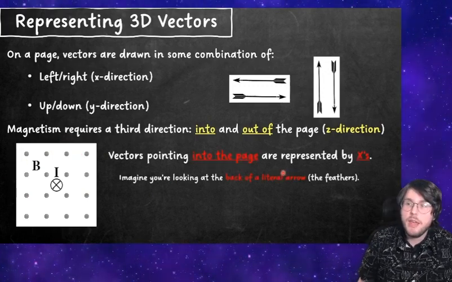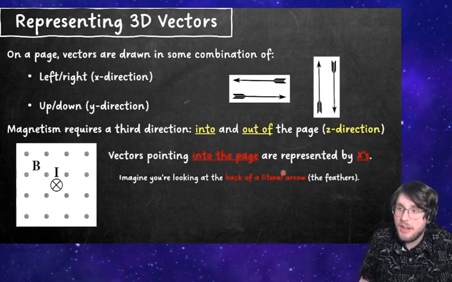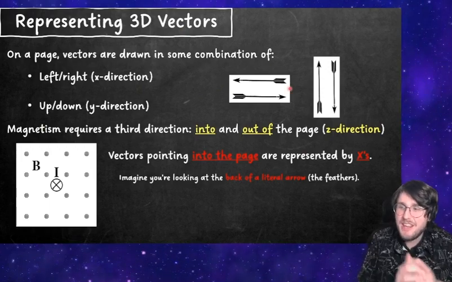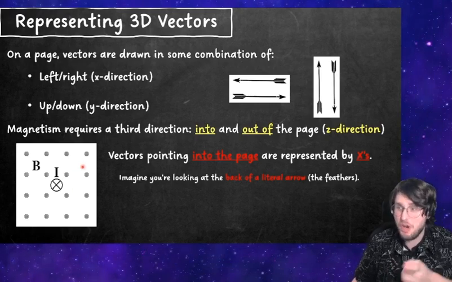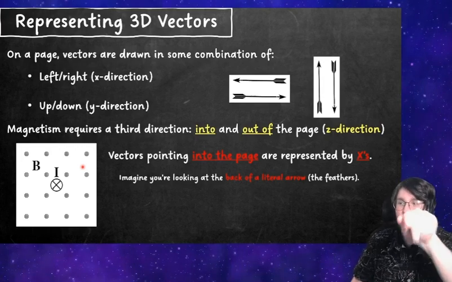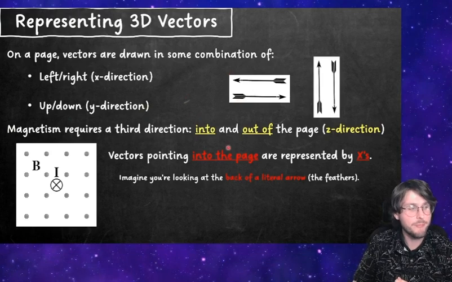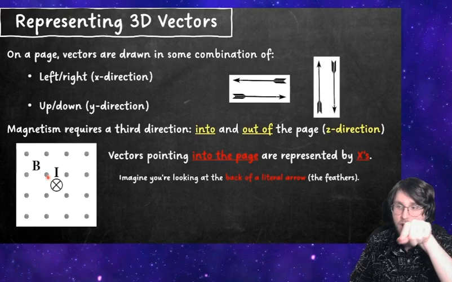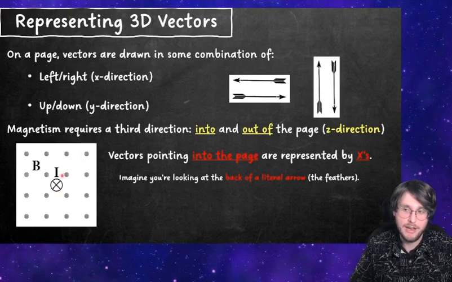So the first one is vectors pointing into the page. Those vectors are represented by x's. And a good way to think about them, and why I have pictures of literal arrows up here, is because in a way you can think of the x convention that we use here as imagining an arrow that's flying away from you into the page. When you're looking at an arrow flying away from you, you can imagine you're looking at the back of the arrow where all of the feathers, the fletching is. And so when you're drawing x's, you're looking at the literal back of an arrow flying away from you into the page. So that would be represented by the current I over here.